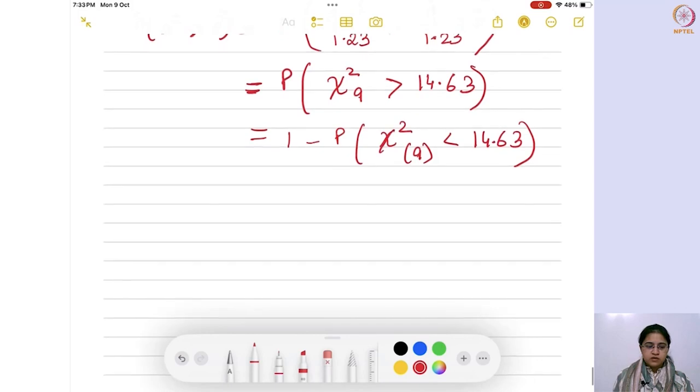Okay, so for this value from the chi square table, you go to 9 degrees of freedom, and if you search for this particular value, you will find that it corresponds to 0.900. So basically the final answer for the probability is 0.10.